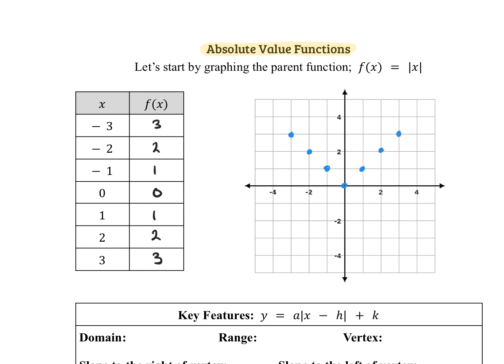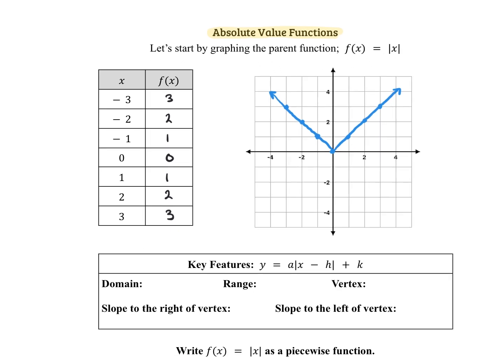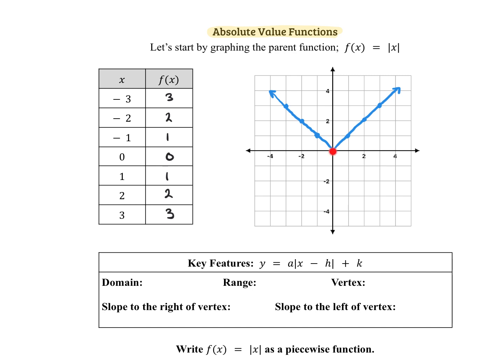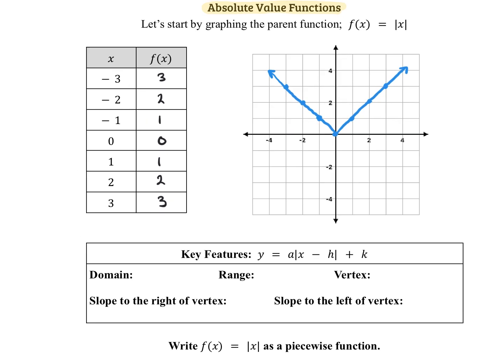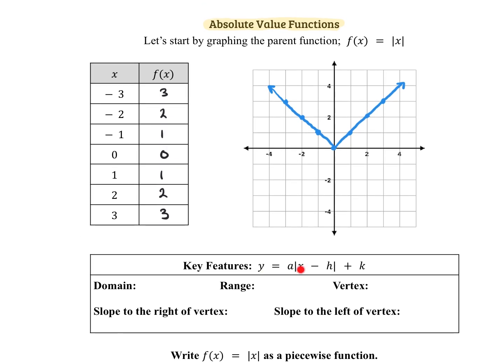Absolute value functions will always make these V-shaped graphs. They actually do come to a point. They're not curved ever. And really, it's just two linear functions put together. So we actually will be practicing writing all absolute value graphs as a piecewise function. It's just two linear functions, but always expect to have that V-shaped graph. We will always have a vertex. That's the pointy part of our graph. So it's important to know these key features and how to find them based on the equation.